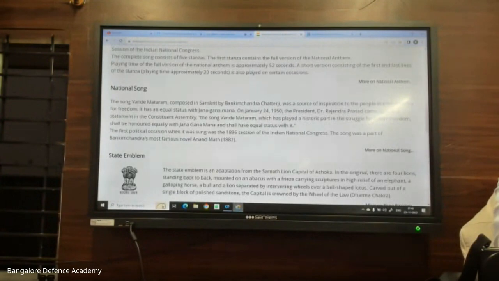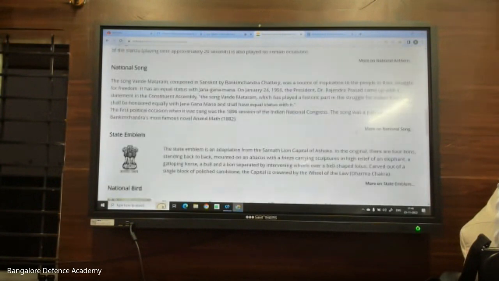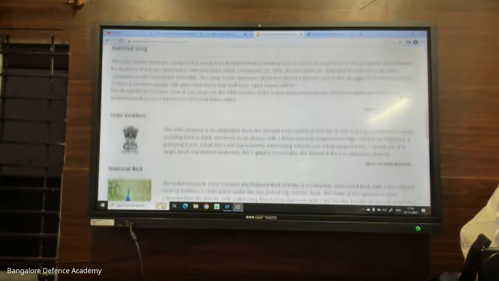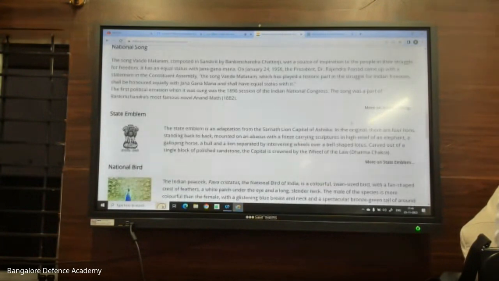Write down one more piece of information. Sanyasi revolt, S-A-N-Y-A-S-I, Sanyasi revolt during 1857, motivated Bankim Chandra Chatterjee to write the Anandamath book.